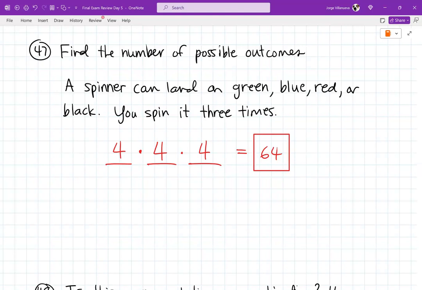Okay? So again, how did I know there's 3 events? Because they said I'm doing this 3 times. Sometimes people get mixed up and they're thinking like the colors are the events. No, the colors are the choices. The number of times you do it is the events.